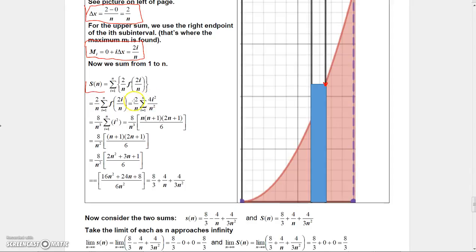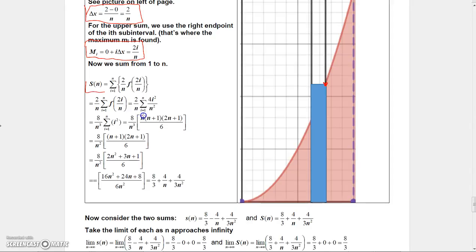Well, now I can factor the 4 out of the sum and multiply it by the 2 over n, so I get 8 over n. And then I can take the n squared and pull it out in the denominator and multiply it by n, and I get n cubed on the bottom. So ultimately I get 8 over n cubed times the sum of i squared. Now the sum of i squared is pretty simple. As i goes from 1 to n, it would be n times n plus 1 times 2n plus 1, all divided by 6.